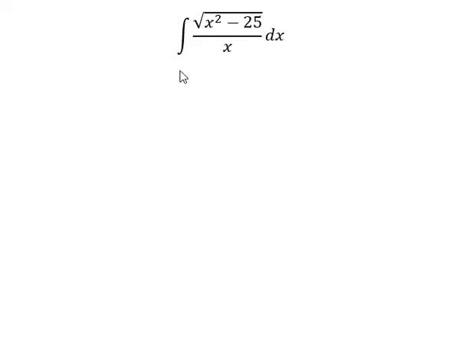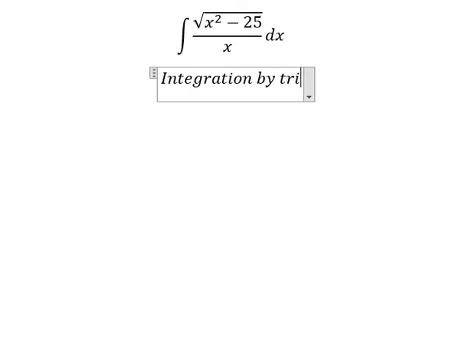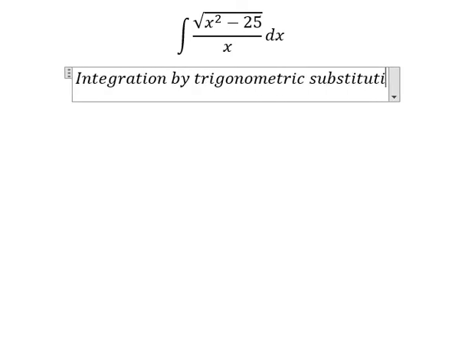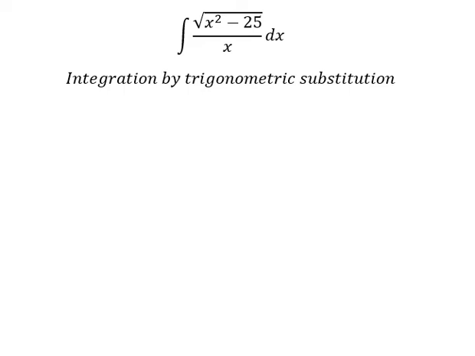The topic today is about integration. So now I will show you how to answer. We need to use integration by trigonometric substitution. So I will put x equals 5 secant of t.